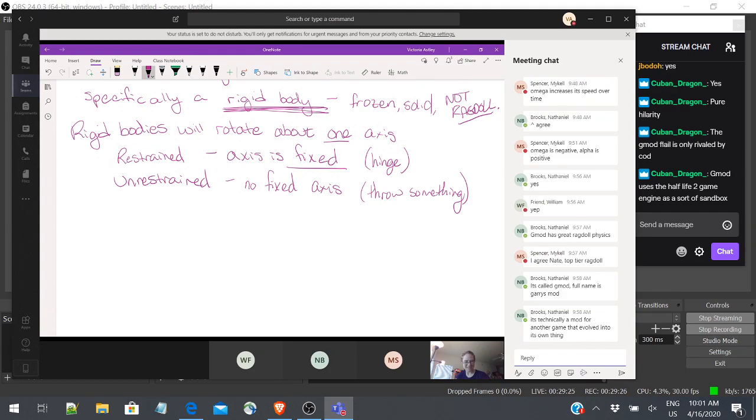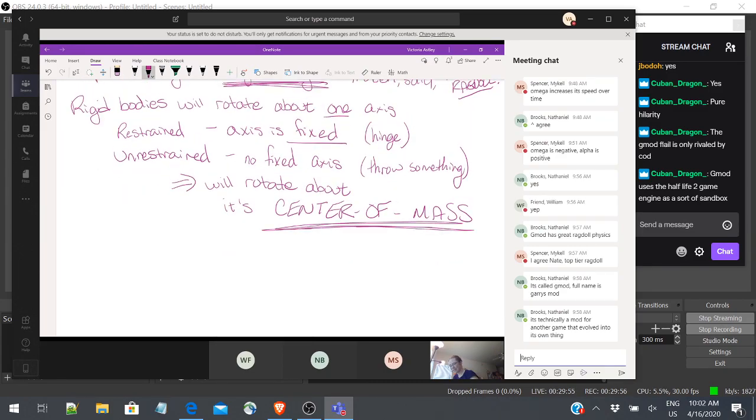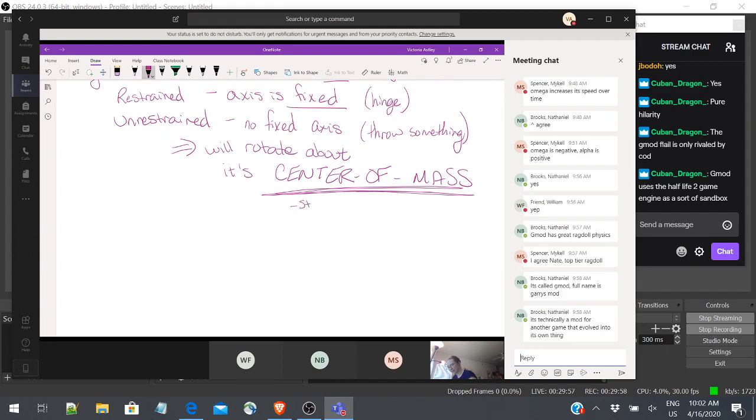If it is free to rotate, an unrestrained object will rotate about its center of mass. This is the point that stands still while everything moves around it.